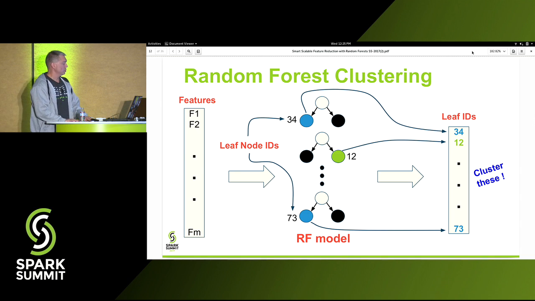And the basic approach to random forest clustering works like this. You take your raw feature vectors and you evaluate them against some random forest model that you've trained. And while you're doing this, you keep track for each tree of which leaf node that vector actually landed at, and you collect those into a vector like the one you see on the right. And the trick is you cluster those vectors of leaf IDs.